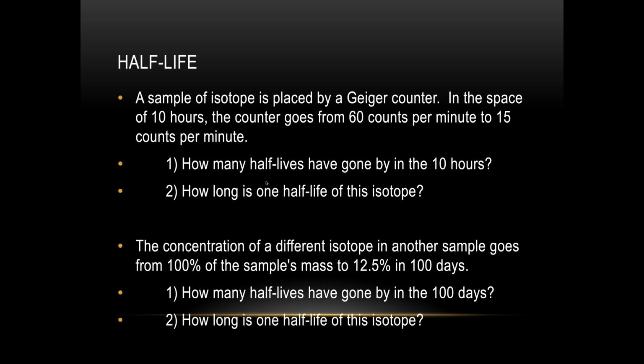Well, you'd take that 100 days and you'd divide it by 3, and you'd get 33.3 days for each of those 3 half-lives. 33.3 days to go from 100% to 50%, 33.3 days to go from 50% to 25%, and then the final 33.3 days to go from 25% to 12.5%.